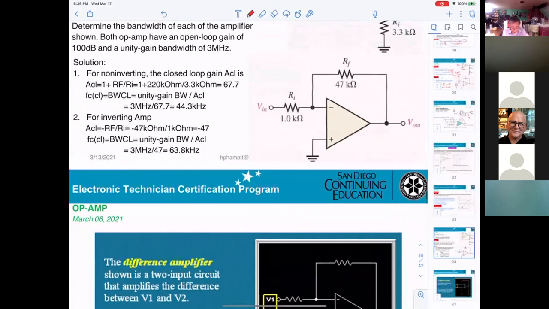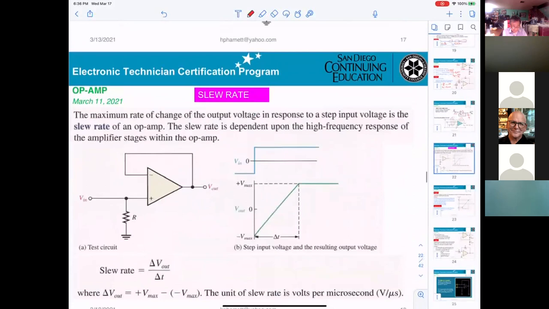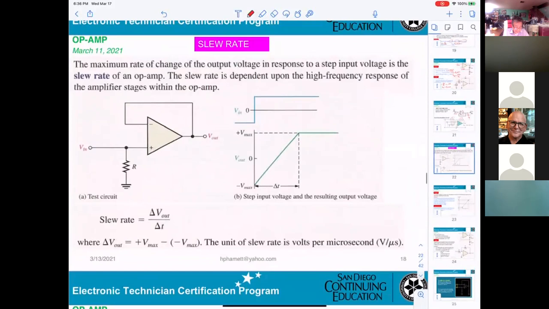So next time we still have this thing, okay? Now, I'm talking about slew rate, the thing that will be used in the quiz today. So that's why I need to make sure it's clear for you guys. The maximum rate of change of the output voltage in response to a step input voltage. You understand what that means, a step input voltage? What is a step input voltage?